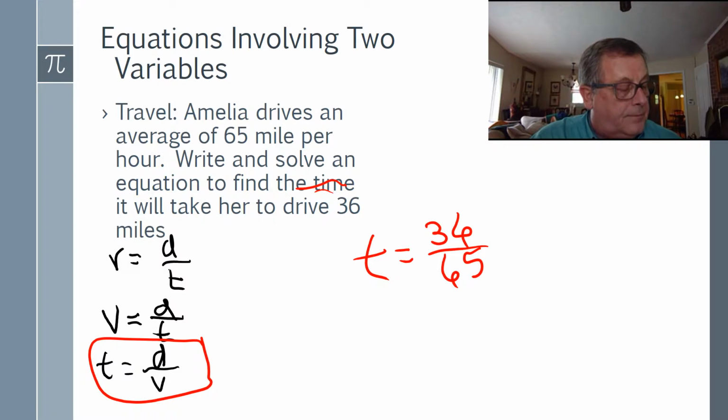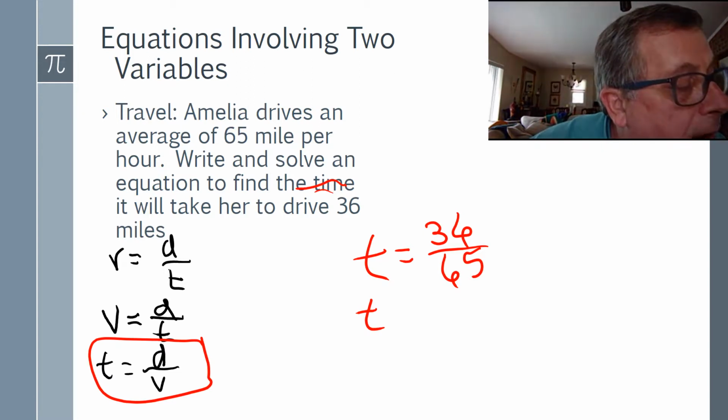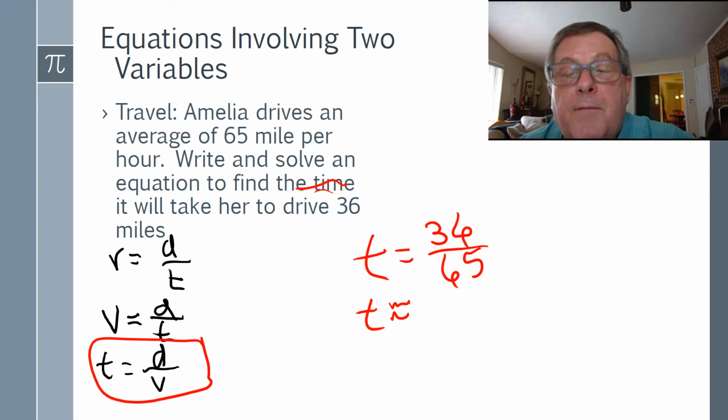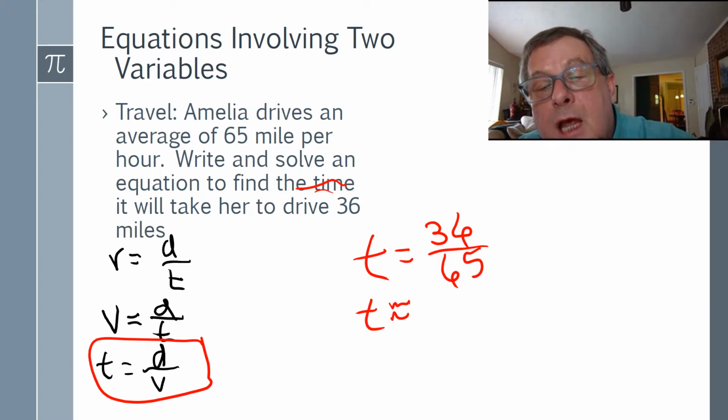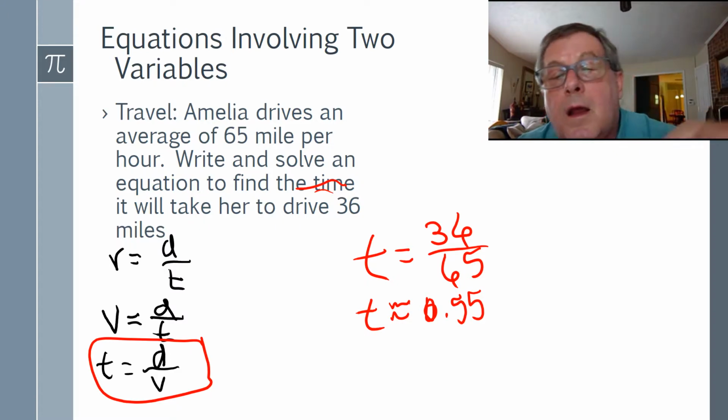If I take 36 and divide it by 65, I'm going to find that time, and it's a decimal carried out about 6 places. I'm going to just round it to 2 places. And it's not equal to this. It is approximately, and I make that by the little squiggly lines instead of an equal sign, approximately 0.55 hours.